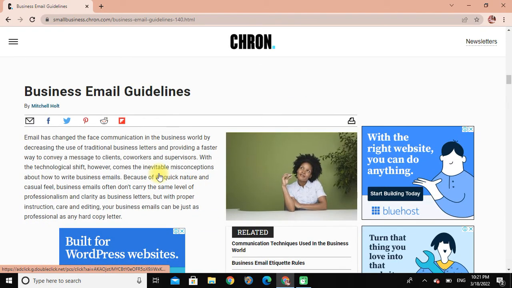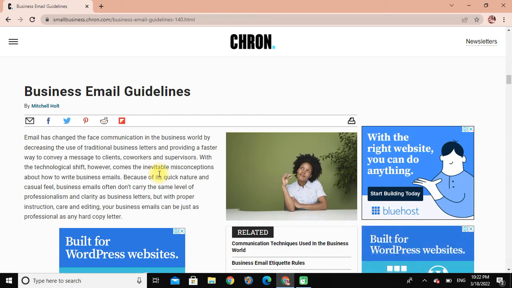Business email guidance. Email has changed the face of communication in the business world by decreasing the use of traditional business letters and providing a faster way to convey a message to clients and supervisors. With the technology shift, however, come misconceptions about how to write business email because of its quick nature and casual feel. Business emails often don't carry the same level of professionalism and clarity as business letters, but with proper instruction, care and editing, your business email can be just as professional as any hard copy letter.